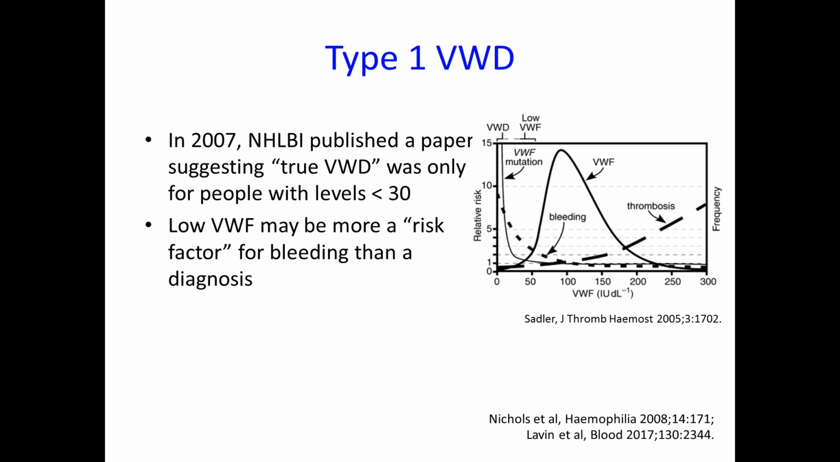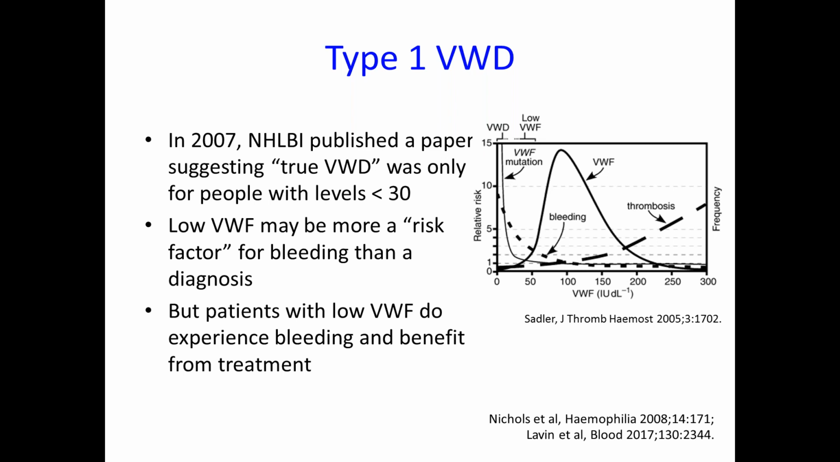Low VWF may be more of a risk factor for bleeding than a diagnosis, and this is a concept championed by Evan Sadler, and here he shows what a normal VWF distribution looks like in the population. If the mean is around 100, there's going to be people that are lower, and there's going to be people that are higher. We know that individuals with super high von Willebrand factor may be more at risk of thrombosis, and then those with super low von Willebrand factor have type 3 von Willebrand disease or a severe von Willebrand disease form. Those with mild decreases, maybe this should be considered more of a risk factor. Similar to how we consider factor V Leiden a risk factor for thrombosis, maybe these slight decreases in VWF are more of a risk factor for bleeding rather than calling them a disease. But patients with low VWF do experience bleeding and do benefit from treatment.